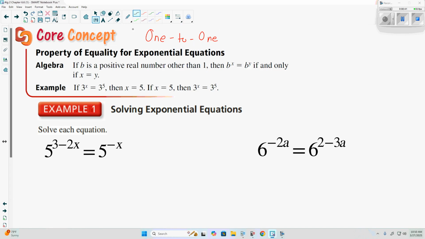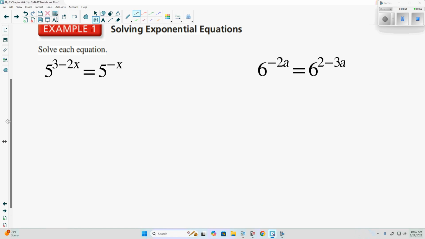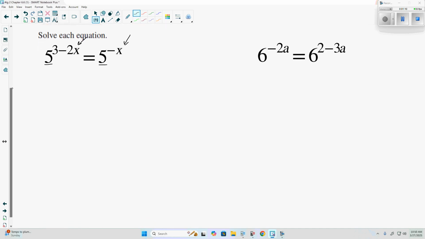Now, the 1-to-1 property, or the property of equality, states if b is a positive number other than 1, then b to the x equals b to the y if and only if x is equal to y. And the reason this works is if we look at this here, 5 to the 3 minus 2x is equal to 5 to the negative x. Well, the base for both sides is the exact same. So the only way these two expressions can be the same is if their exponents are also the same. So since the bases are the same, we can say that the exponents have to be the same as well.